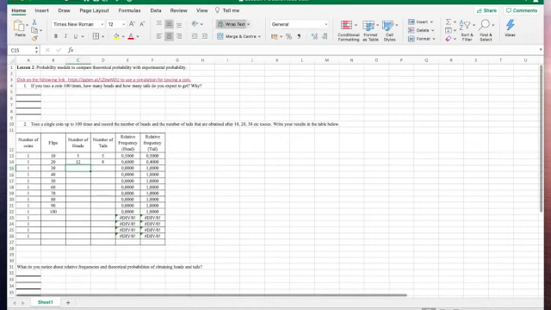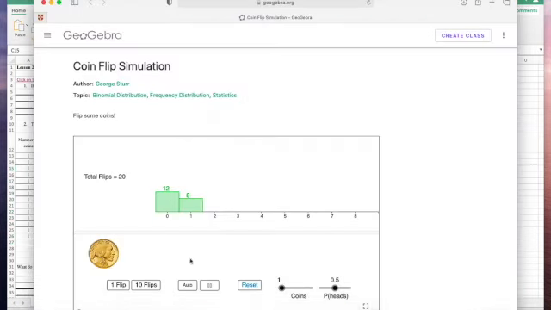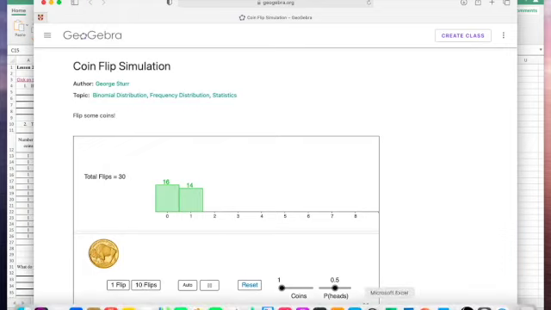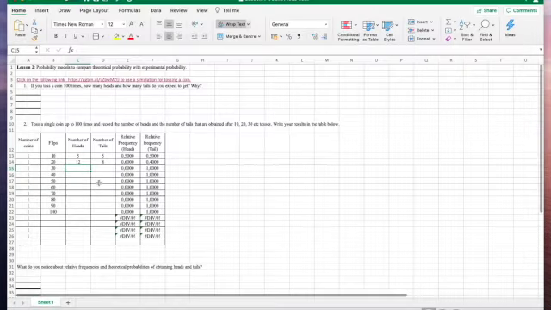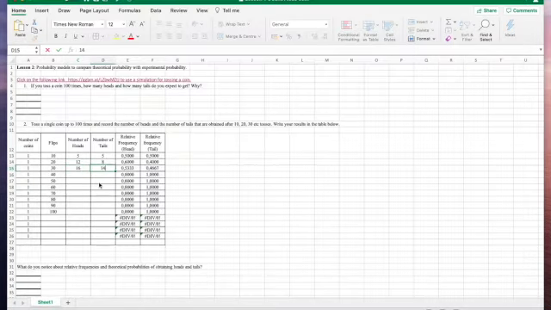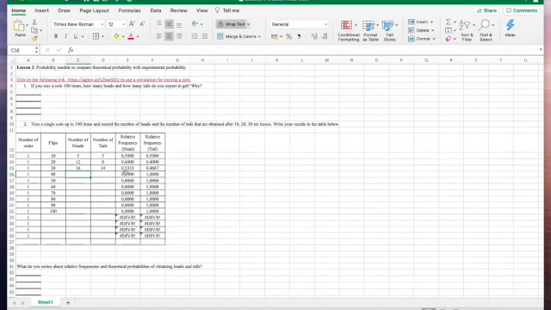Let's go to the experiment again, another 10 times to make it 30. Now we have 16 heads and 14 tails. I hope you can see that. Let's record that, 16 and 14, and observe the probabilities. The relative frequency for the head this time is 0.5333, and the relative frequency for the tails is 0.4667, and so on.